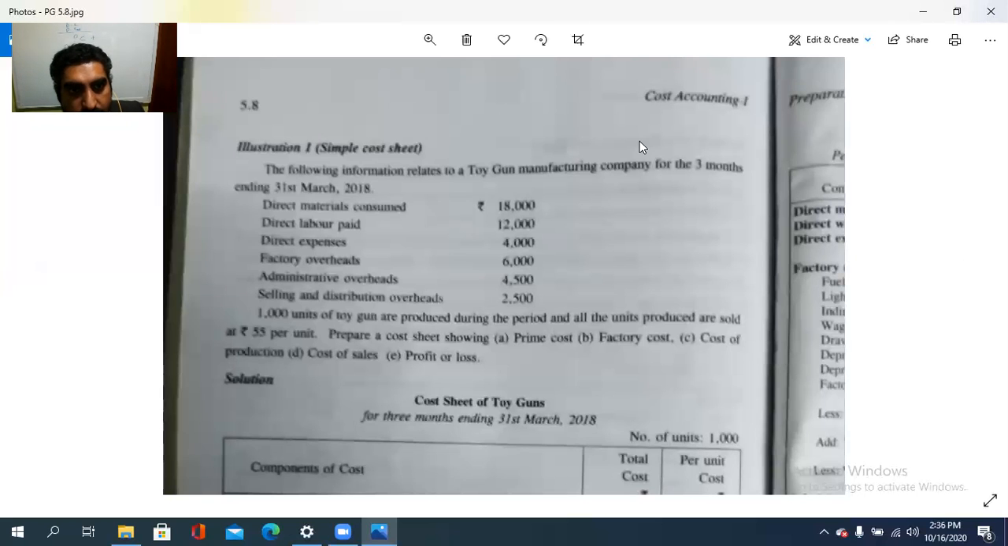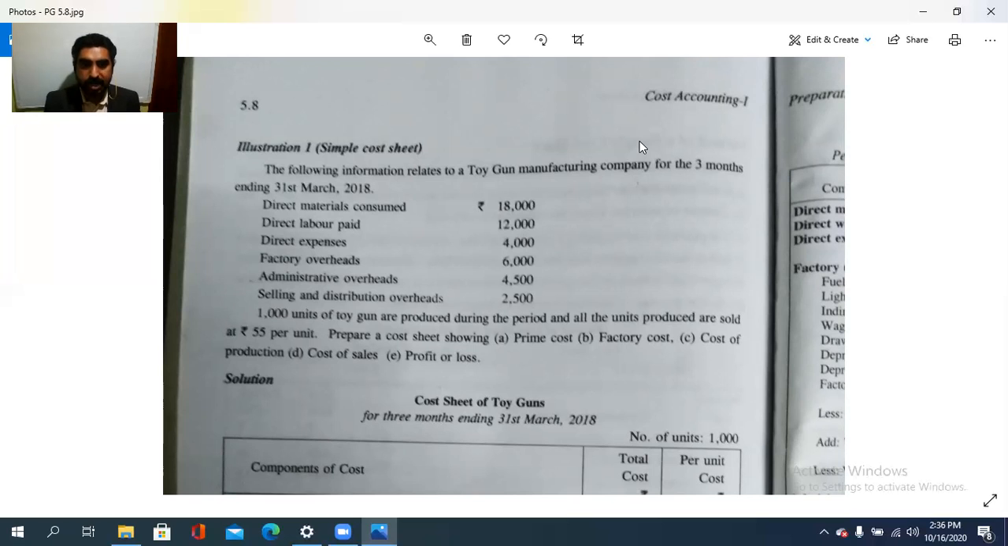See, this is a simple cost sheet. The following information relates to a toy gun manufacturing company for the 3 months ending 31st March 2018. So how is it to be? Direct materials consumed 18,000. Direct labor it is 12,000. Direct expenses it is 4,000. Factory overhead 6,000. Administrative overhead 4,500. Selling and distribution overhead 2,500.